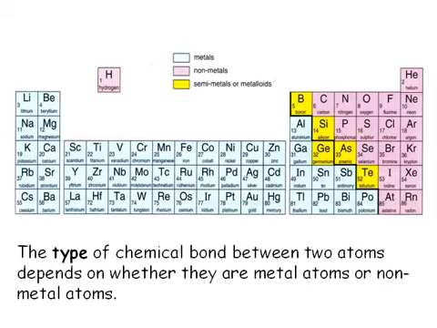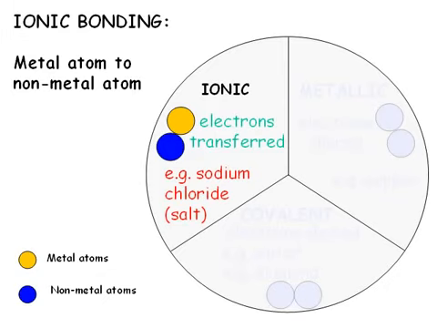The bonds which form between metal atoms are referred to as metallic bonds. The bonds which form between non-metal atoms are termed covalent bonds. And between metal and non-metals we find ionic bonds. Each type of bond is formed in a different way, so we need to study each in turn. We'll start by looking at how metal atoms transfer electrons to non-metal atoms in order to form ionic bonds.